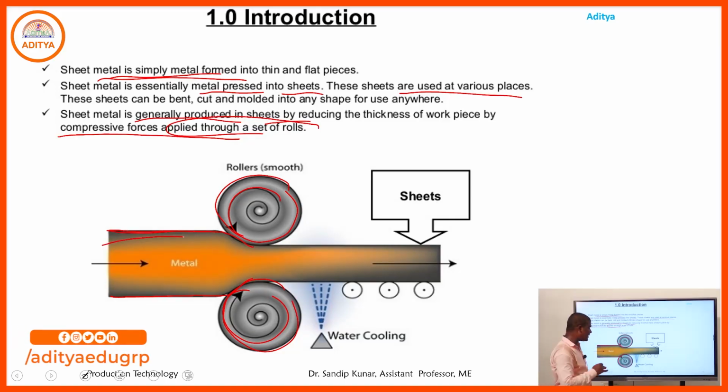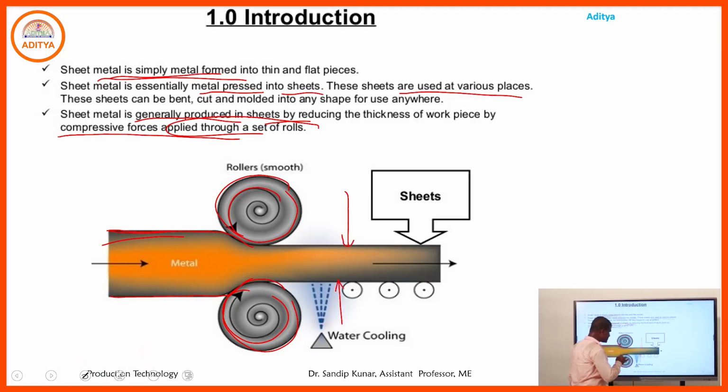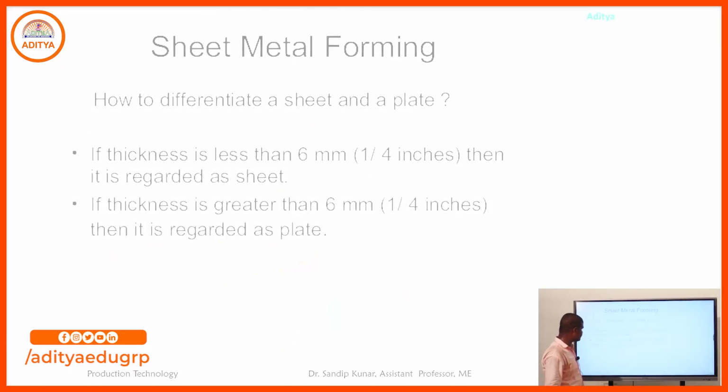After that, what happens? The thickness of the thick sheet decreases. Some additional rollers also help to reduce the thickness. Sometimes we use water cooling. Why do we use water cooling? To reduce the temperature of the thin sheet, because after forming the temperature increases, so we use the water cooling operation.